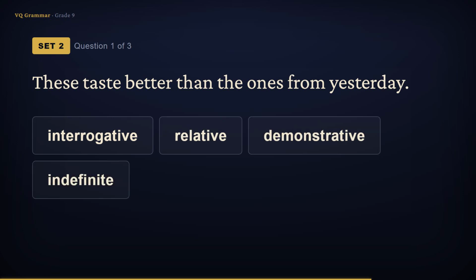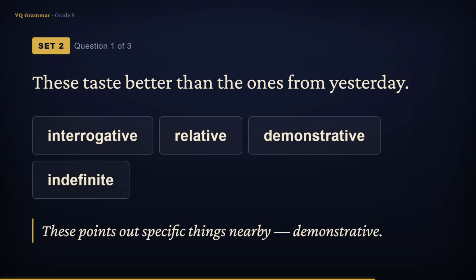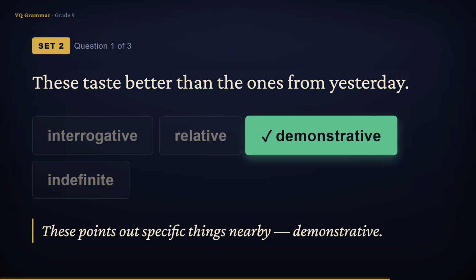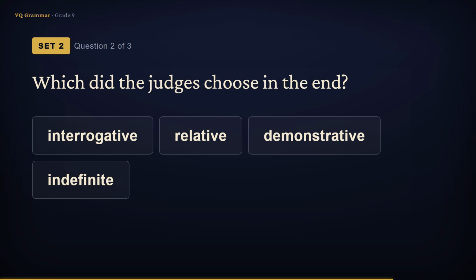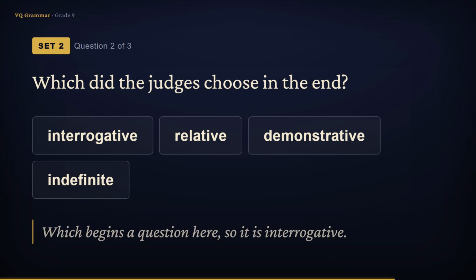First, these taste better than the ones from yesterday. The pronoun is these. It isn't asking, and it isn't opening a clause. It's pointing at specific things close at hand, the ones right in front of us. This, that, these, and those that point like this are demonstrative pronouns. The answer is demonstrative.